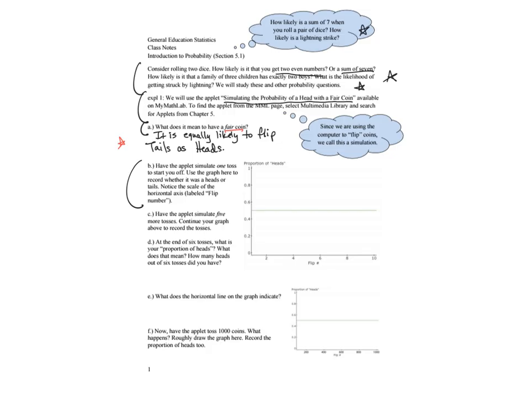It tells me have the applet simulate 1 toss to start you off. Use the graph here to record whether it was heads or tails. And then have the applet simulate 5 more tosses. And then at the end of 6 tosses, what's your proportion of heads? I'm going to do that part in the applet, and then I'll come back and write everything down in the notes.